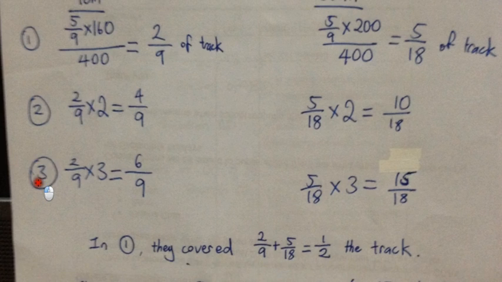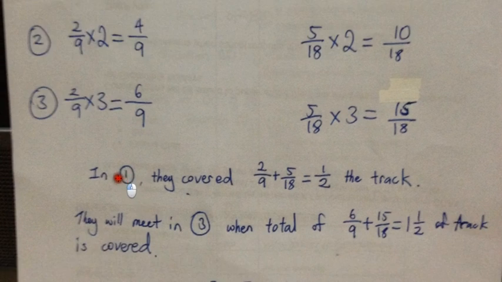So at the third point, that means the third multiple of 2 out of 9 of the track, 2 out of 9 times 3 will give us 6 out of 9. 5 out of 18 times 3 will give us 15 out of 18. Now, this will be 400 meters of track covered after their very first meeting. And this is the meeting point. Because in order for them to meet the second time, they will need to cover 400 meters of track together. So, the third multiple of 2 out of 9 of what Tom completed will be the second meeting point.